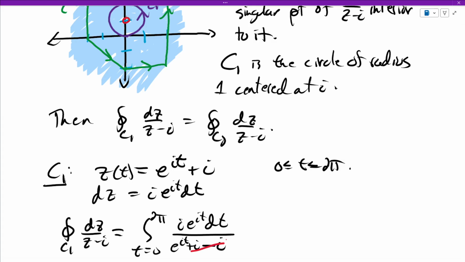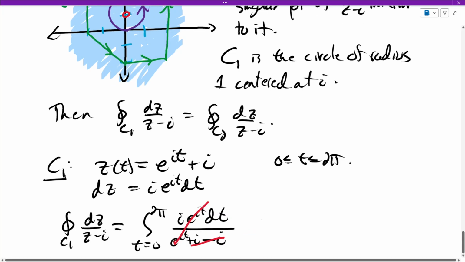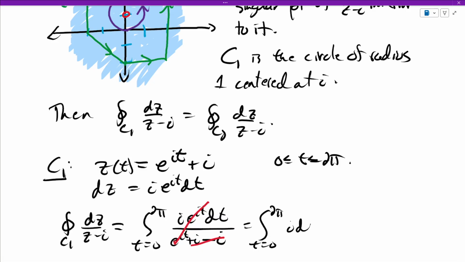Now these cancel. i minus i is 0. And so these ones cancel. And so then what we get is the integral from 0 to 2 pi of i dt. And this is an integral we've computed already. It's just going to be i times the length of the interval.